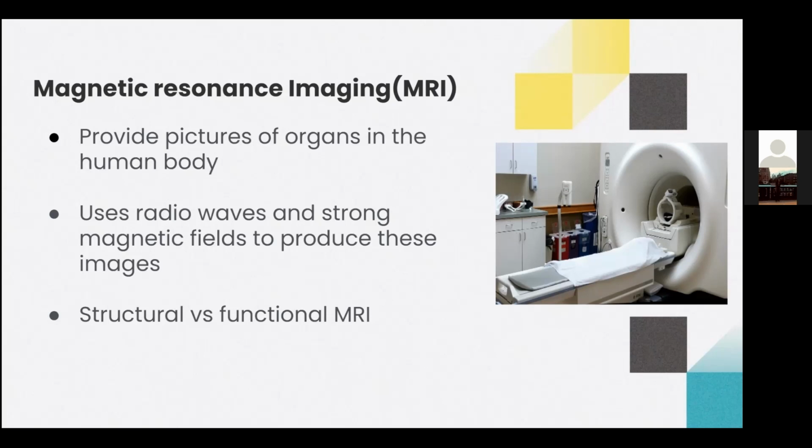Structural MRI lets us see the anatomical structure of the brain, and in Alzheimer's, it lets us see the structural changes that occur in this disease. And functional MRI lets us see brain activity by detecting changes associated with blood flow. That's going to detect some of the functional changes in Alzheimer's.